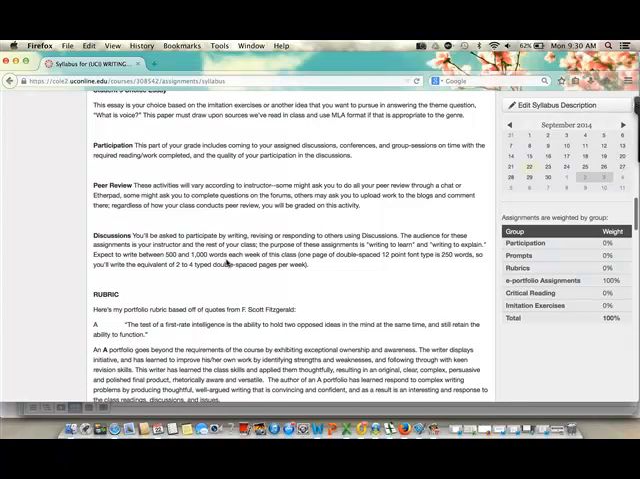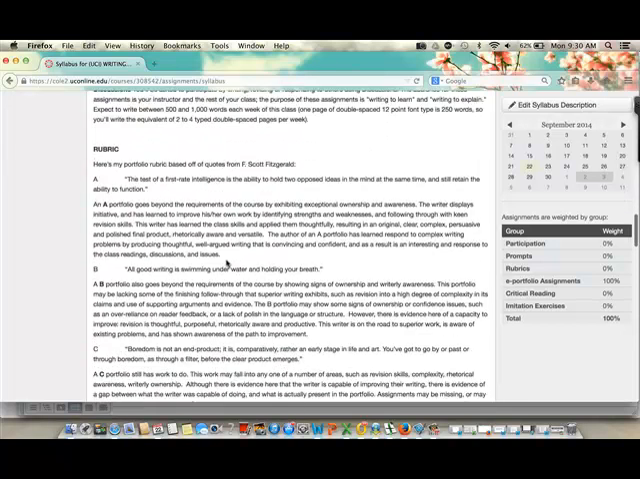As you'll also see, there are some other things, participation, peer review, and discussions that you'll need to do. The discussions will be about some critical reading that we do as we move through the different texts that we look at. These all weigh heavily as well.